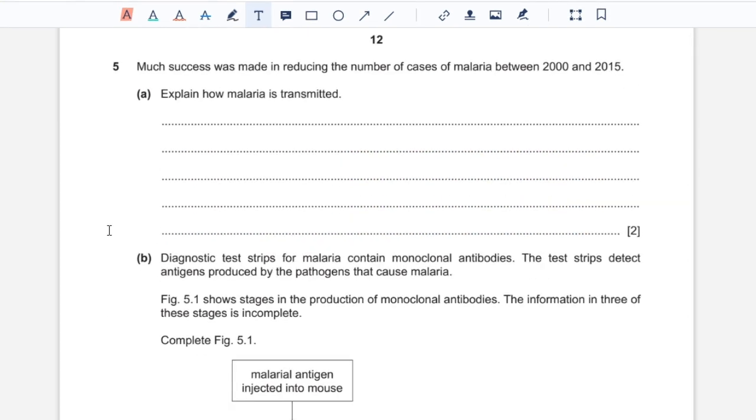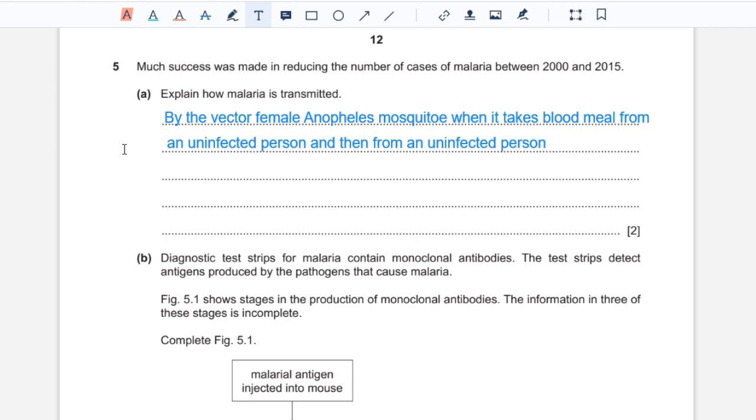5. Much success was made in reducing the number of cases of malaria between 2000 and 2015. Explain how malaria is transmitted. It is transmitted by the vector female Anopheles mosquito when it takes a blood meal from an infected person and then from an uninfected person.